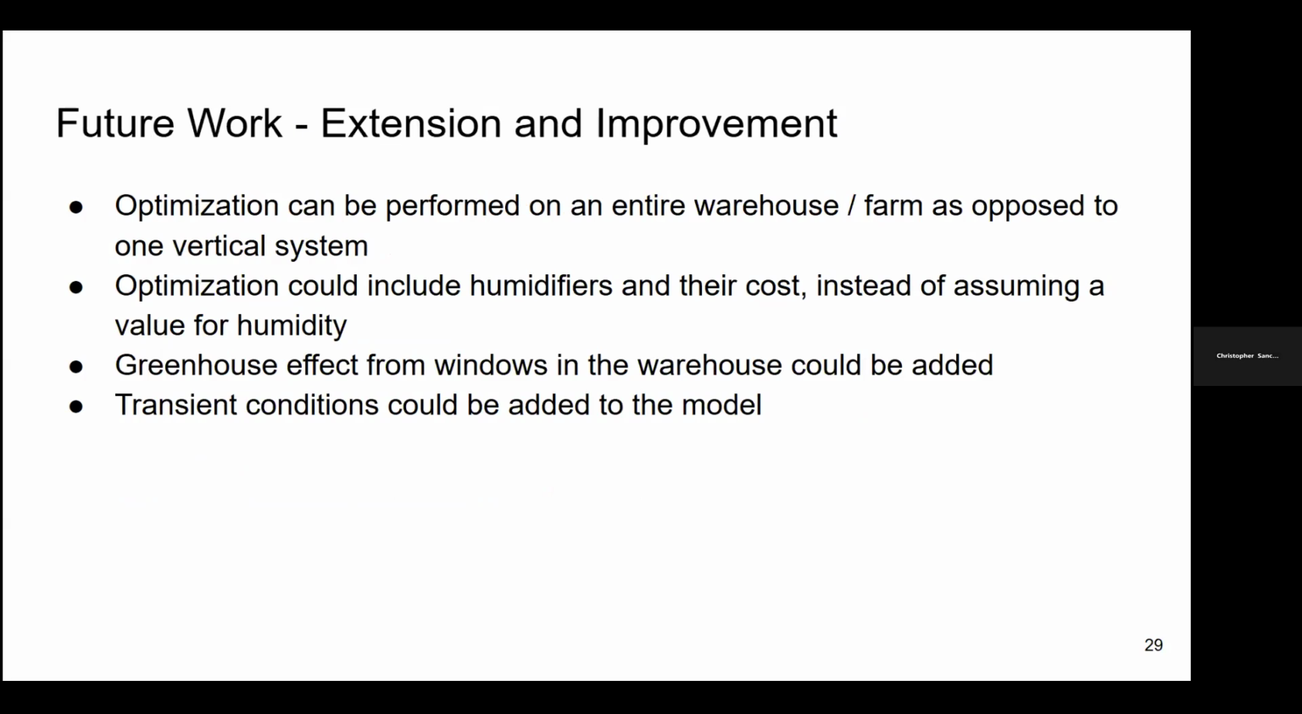Moving on to future work and potential improvements, we concluded that incorporating transient conditions such as time-dependent changes in temperature and humidity would lead to more accurate and dynamic system modeling. Additionally, accounting for the greenhouse effect caused by sunlight entering through windows would improve thermal predictions. Instead of using a fixed value for humidity, integrating humidity control systems such as humidifiers, along with their associated net energy costs, would enhance environmental regulation.